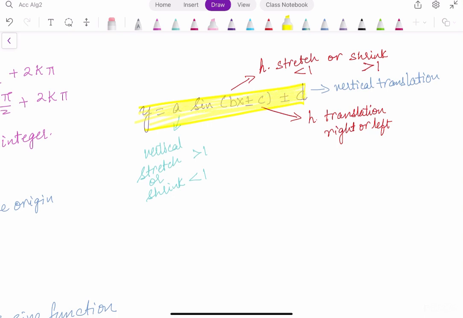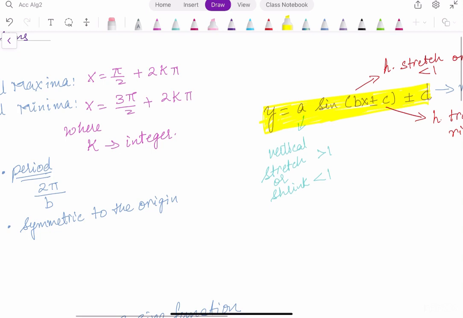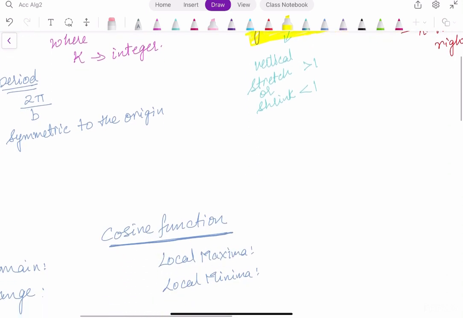So this parent function y is equal to a times sine bx plus minus c plus minus d is very, very important. And the same function will go with the cos. Instead of sine, we can write cos. And so you need to keep in mind the basic translations you have done in algebra 1.